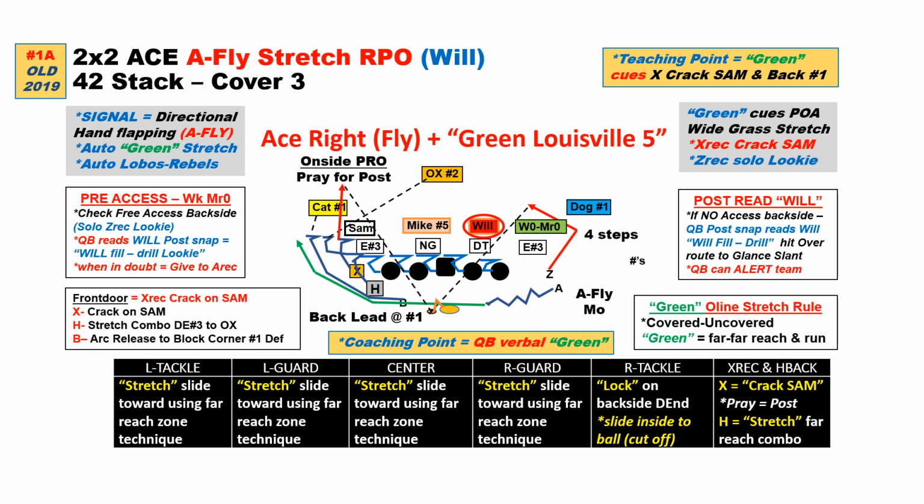Next, we can run our stretch zone, but with fly motion, so we get the extra blocker of the back going to number 1, and the X now will go ahead and crack on the SAM. Everything stays the same. We'll still read the will, but now we're going to use fly motion, and the A becomes the ball carrier.